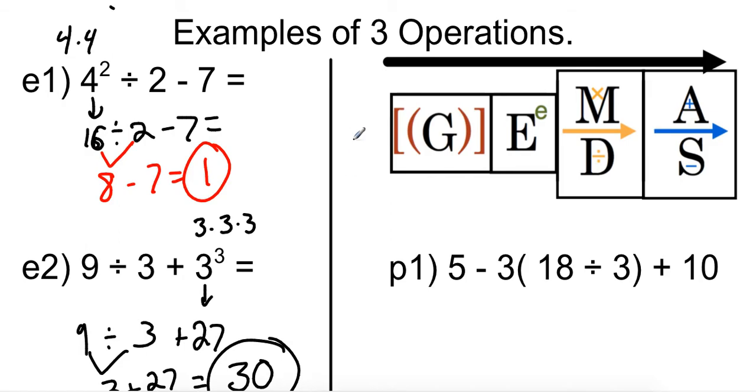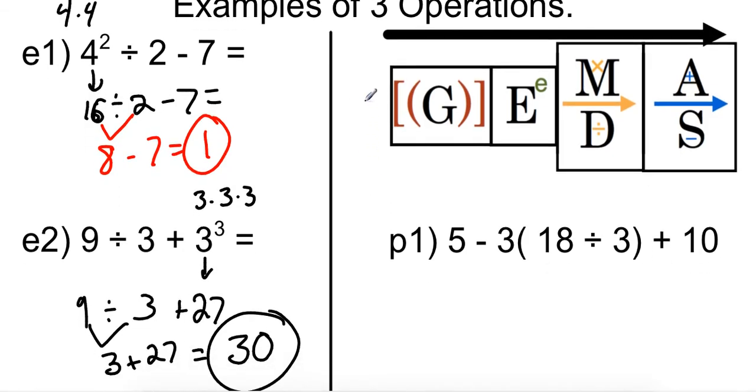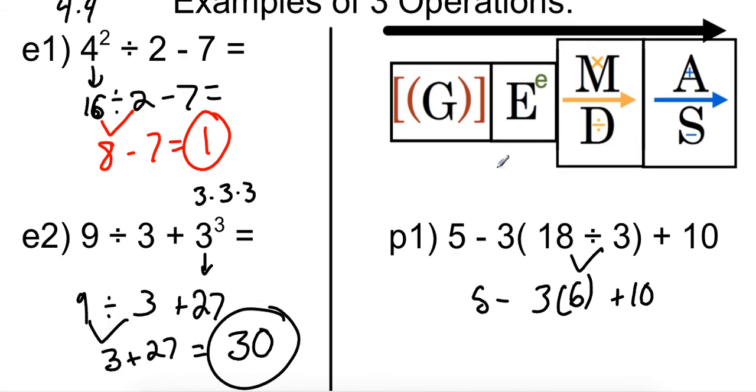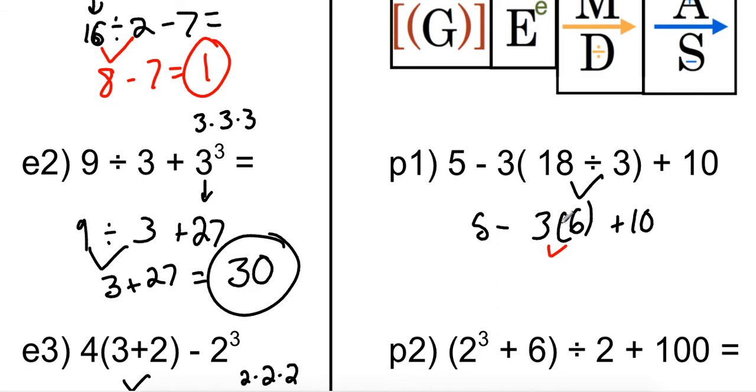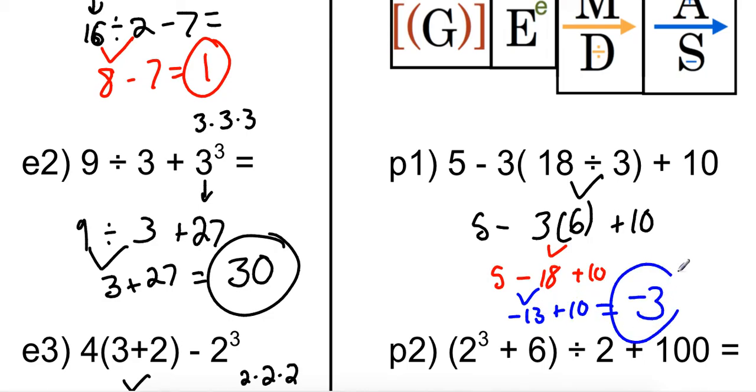Now that you've had some time to try these problems on your own, let's go through them together. So the first thing I notice is that I have a group, so I want to take care of that group first. 18 divided by 3 is going to give me a quotient of 6. I keep my parentheses and I drop everything else down. My next step, I'm going to multiply 3 times 6, which is 18. I drop everything else down. Now I'm going to want to work from left to right. Now 5 minus 18 is going to give me negative 13 plus 10. Negative 13 plus 10 is going to give me a sum of positive 3.